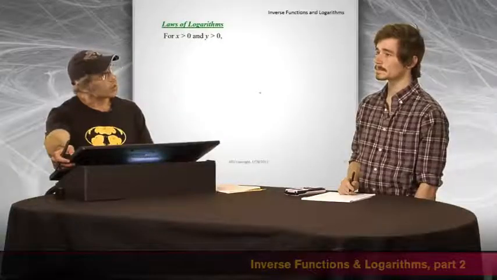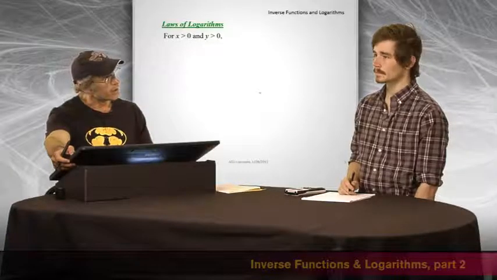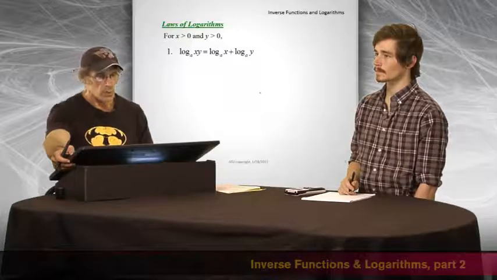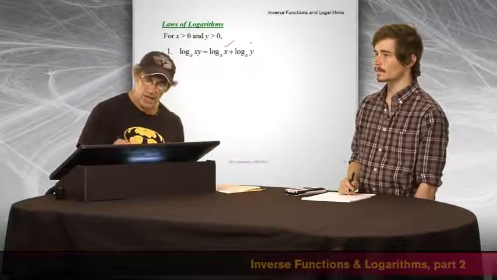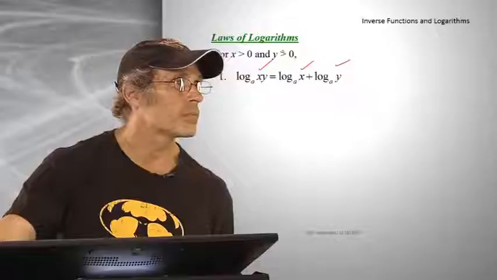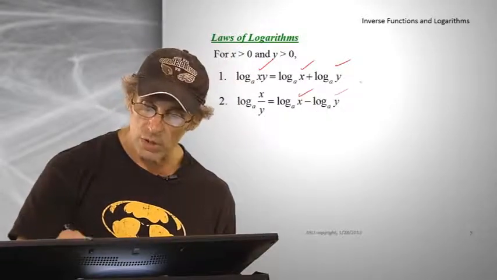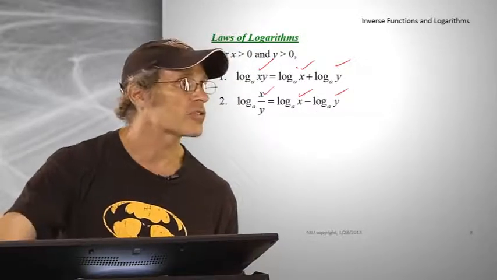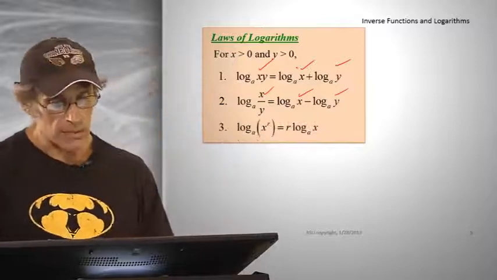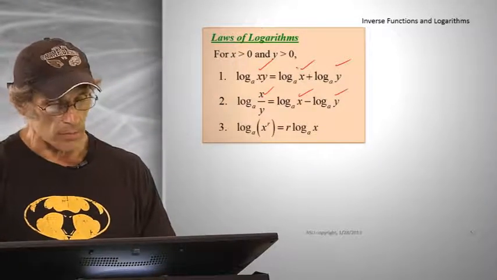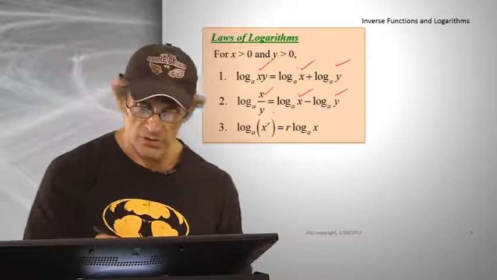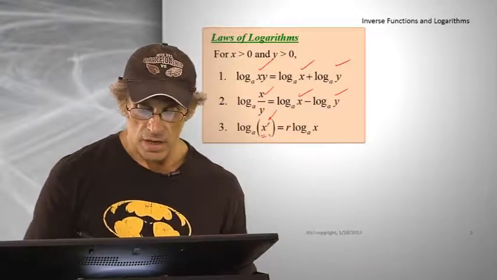All right, let's look at laws of logarithms. We've seen this before. If x and y are both positive, when you add two logarithms, you can multiply their arguments. When you subtract two logarithms, you can divide their arguments. And when you multiply a number by a logarithm, you can absorb that number as the exponent on that particular argument.